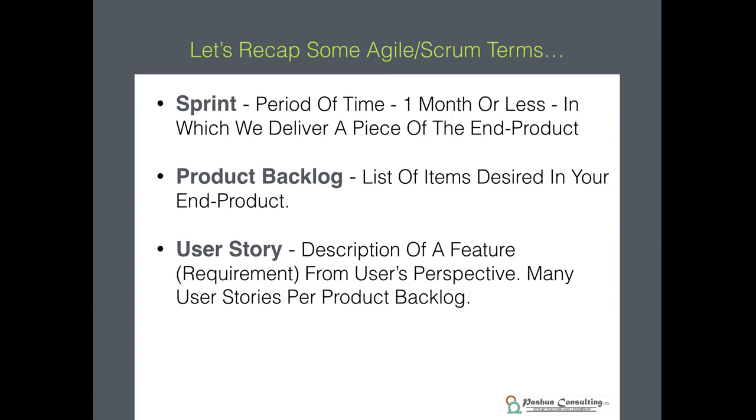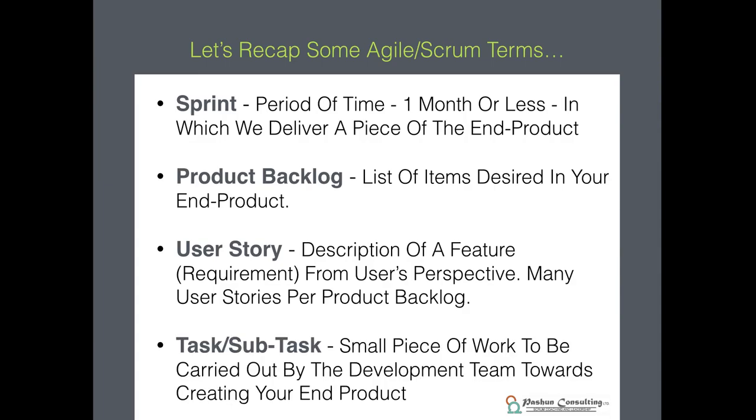And there are many user stories per product backlog. So where I talk of a list of items, each one of those items in a product backlog is usually within Agile written up in the format of a user story. That's not the only way it has to be done, but this has become the best practice for describing each feature or each requirement in a product backlog. And it's important to know that there are many of them. So where we're listing them, we're listing many user stories usually.